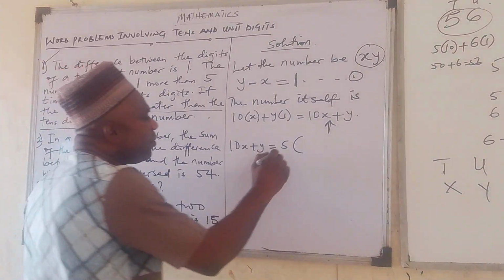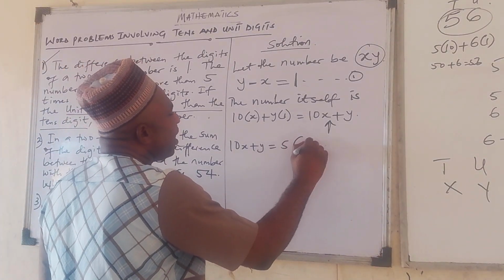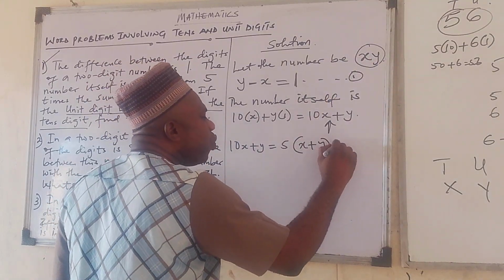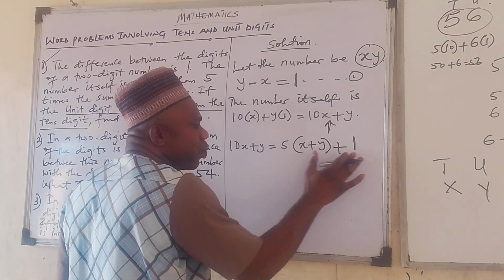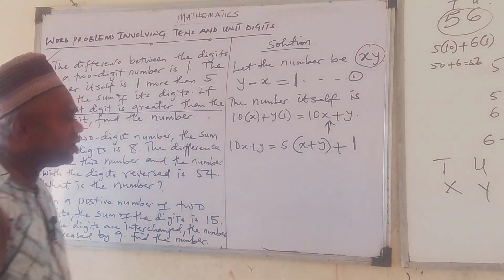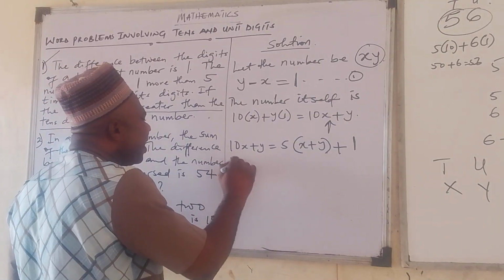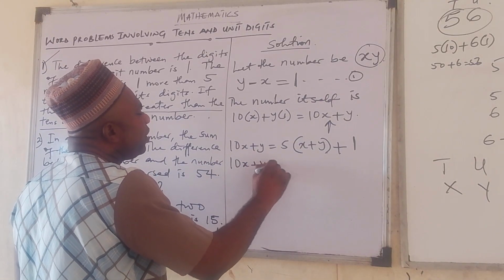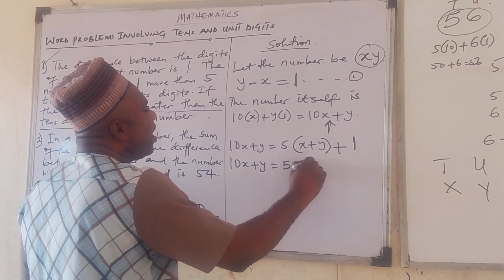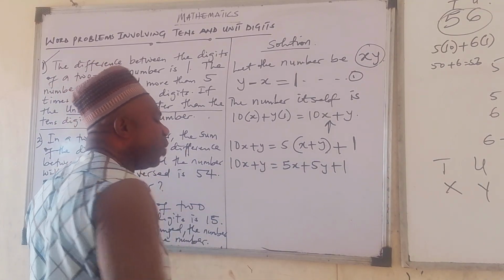Now, 5 times the sum will be 5 in brackets x plus y, because the digits here are x and y. So now they said the number is one more than 5 times the sum of the digits. So it therefore means that here we have 10x plus y will be equal to, expanding this, 5x plus 5y. Then here we have plus 1.